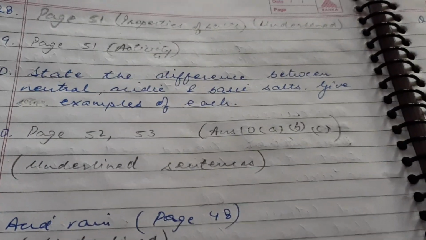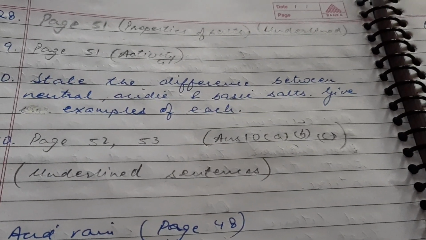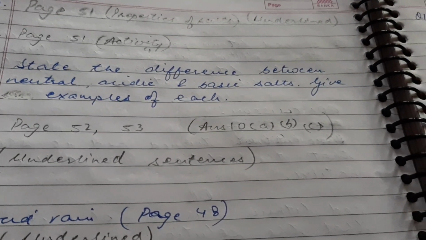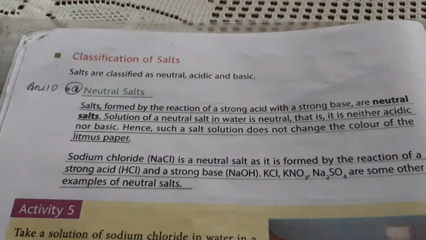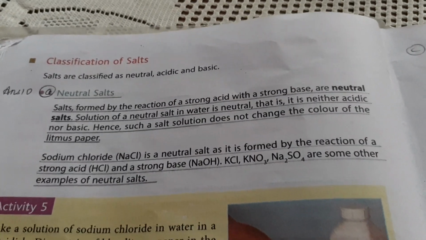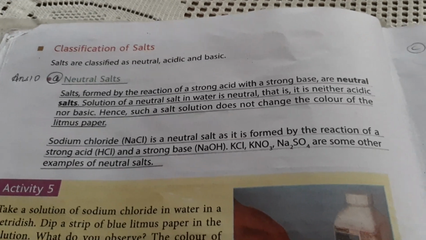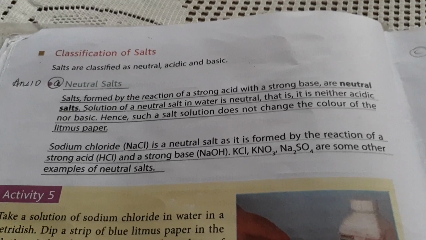Okay. So then we come to question number 10. State the difference between neutral, acidic and basic salts and give examples of each. Here I have mentioned page 52 and 53, 10 A, B, C, and it is underlined. Okay. So it is here. First of all, 10A talks about neutral salts. So what are neutral salts? When a strong acid and a strong base react with each other, then you will have neutral salts.